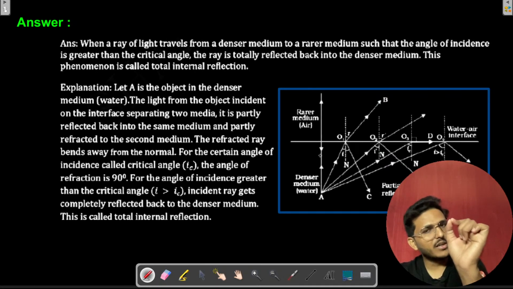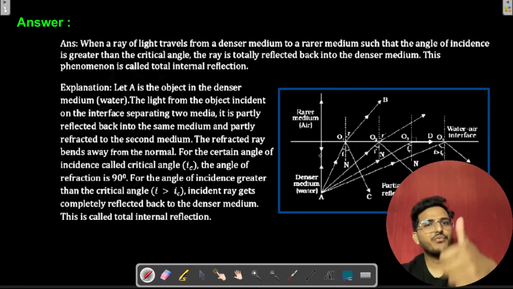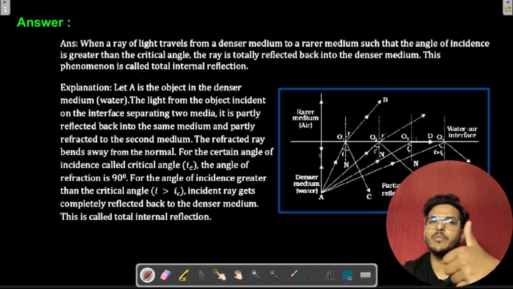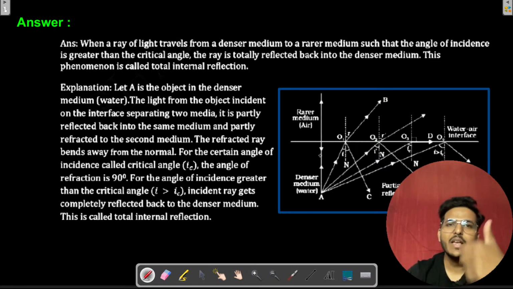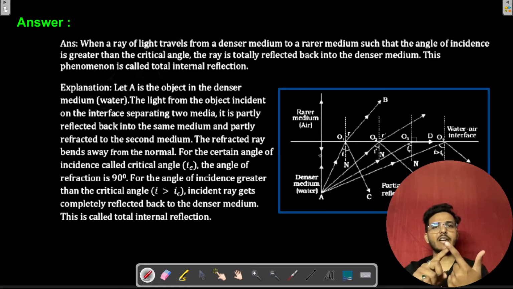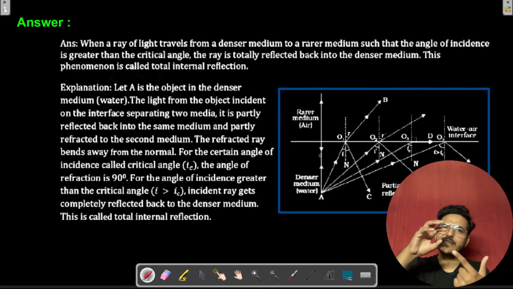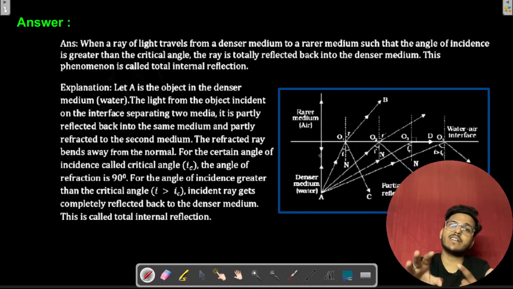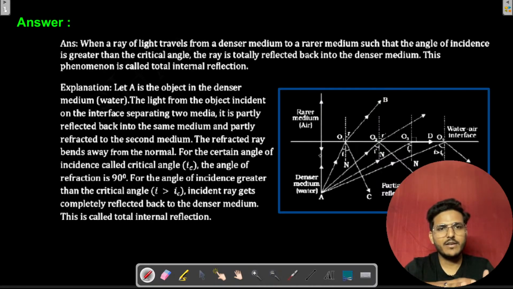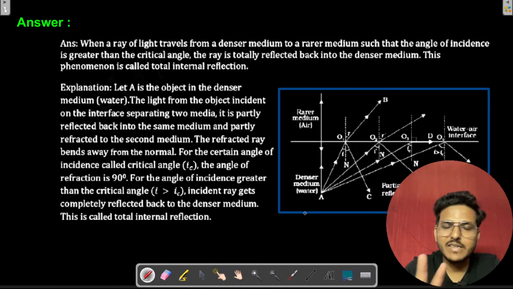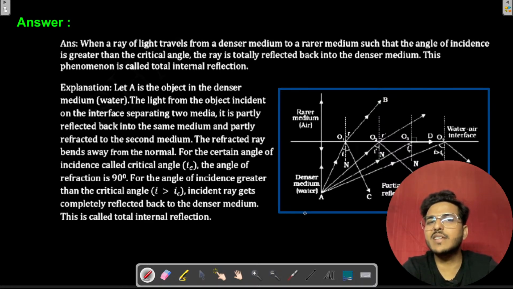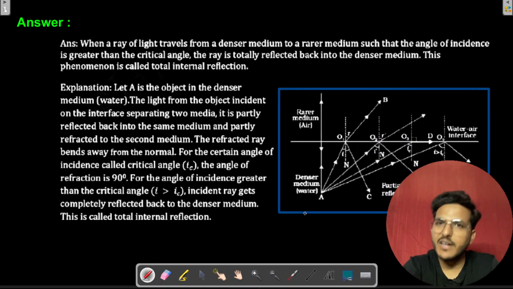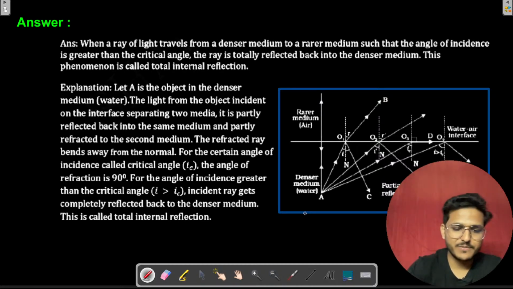There are two key concepts for TIR. First, the light wave must always move from denser to rarer medium, and second, the angle of incidence must be greater than the critical angle. So these are the two key concepts for TIR. Then refraction becomes reflection.